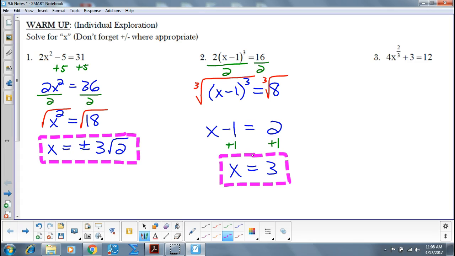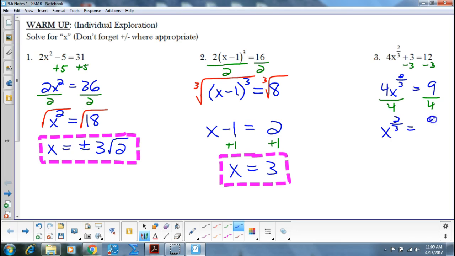Over here, I would first subtract 3. That would give me 4x to the 2/3 power equals 9. Bless you. Then I would divide both sides by 4. That would give me x to the 2/3 power equals 9/4.